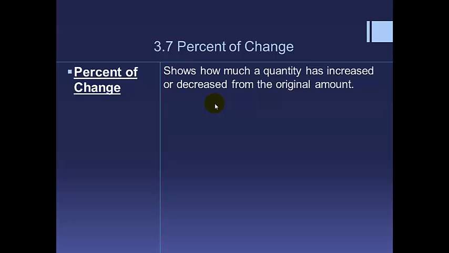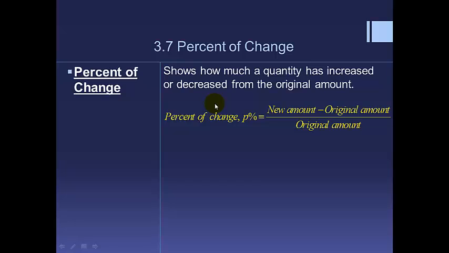This is going to look a little scary, but I think you'll like the shorthand that I have for it. Your percent of change, how much something changed, is going to be your new amount minus your original amount, and you're going to divide that by your original amount. Now you're like, that seems like a lot. How am I going to remember that? But I think you'll like this. So let me explain this.